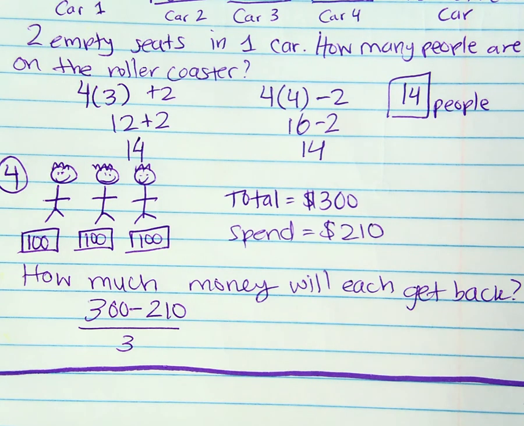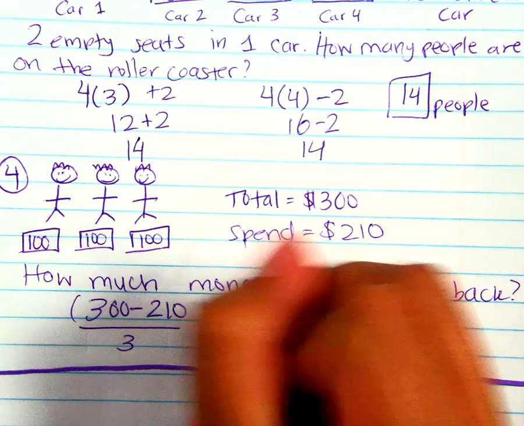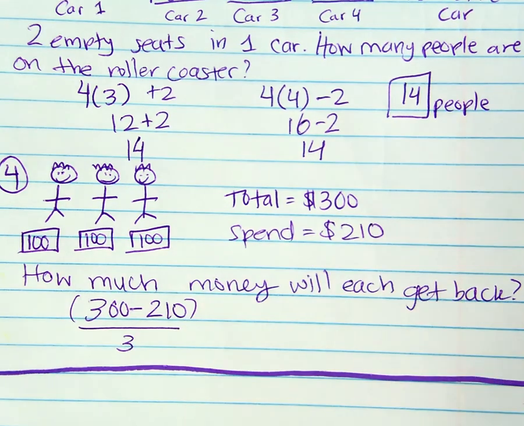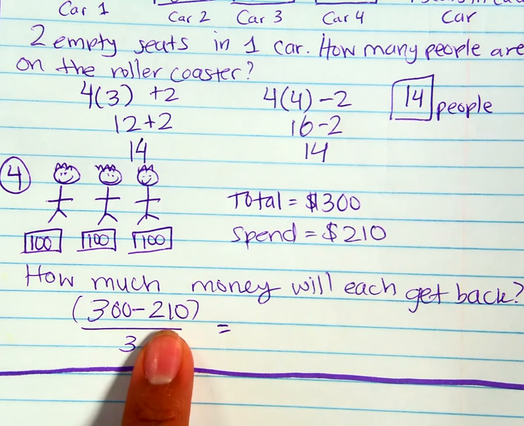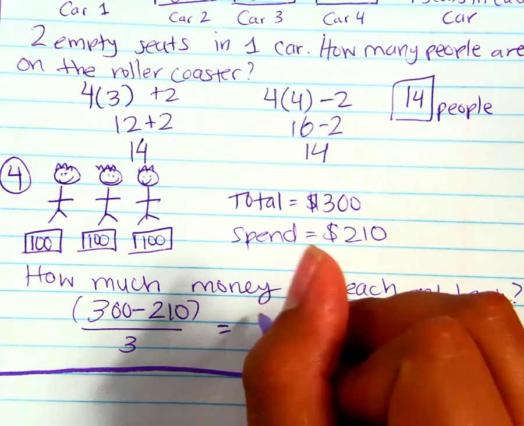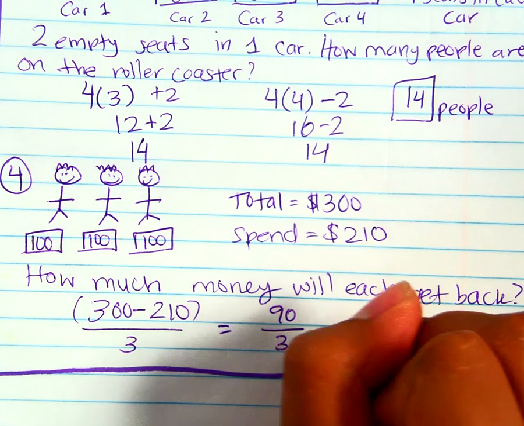Edson? You put parentheses around the 300. Yeah, you can do that. So you know you have to do that first, right? You can do that if you want. So what's 300 minus 210? 90. So 300 minus 210 is 90, divided by 3. And what's 90 divided by 3?